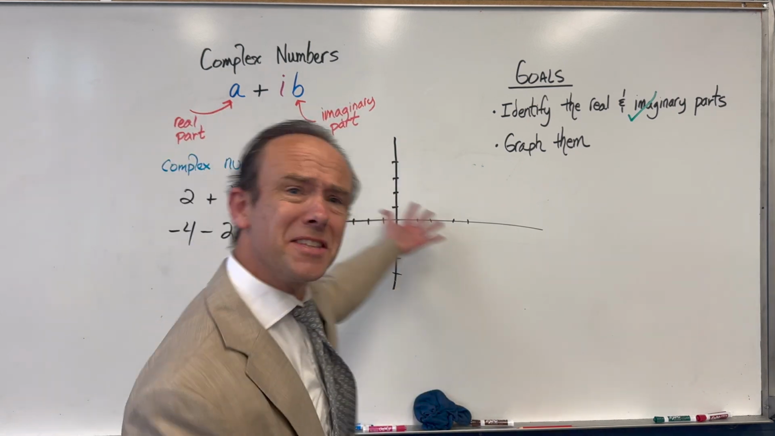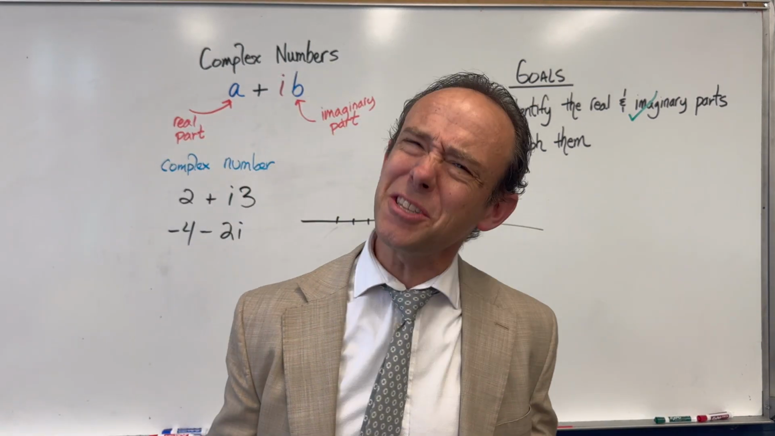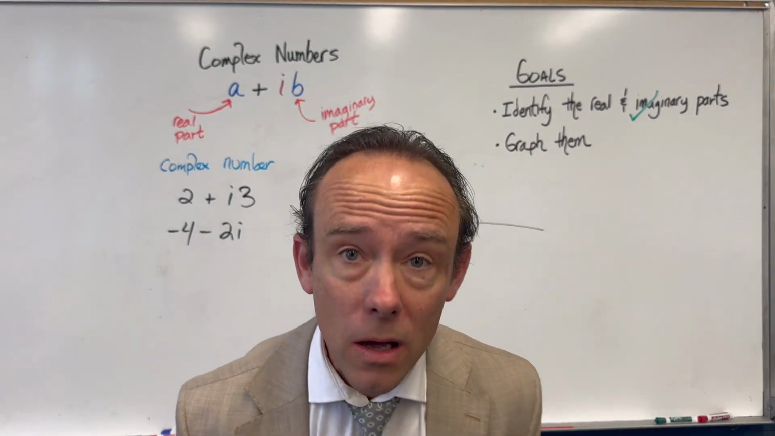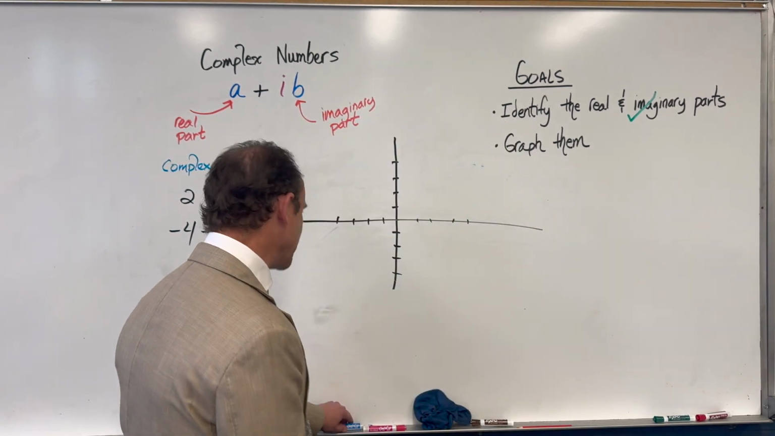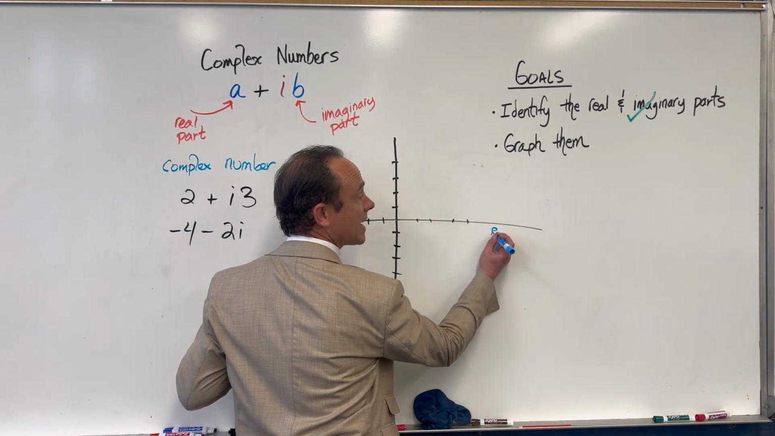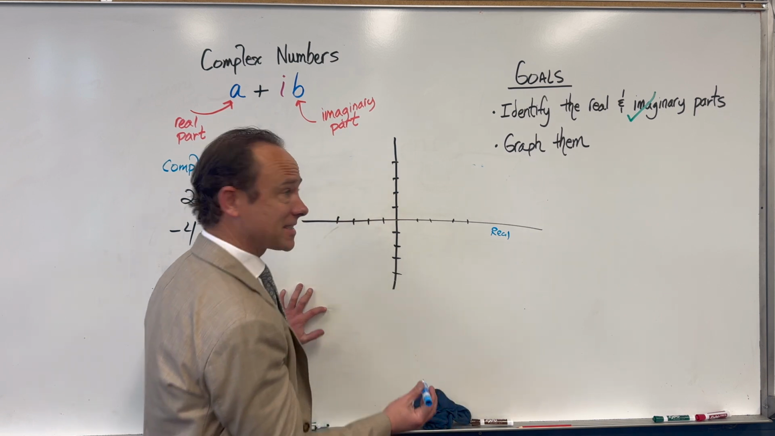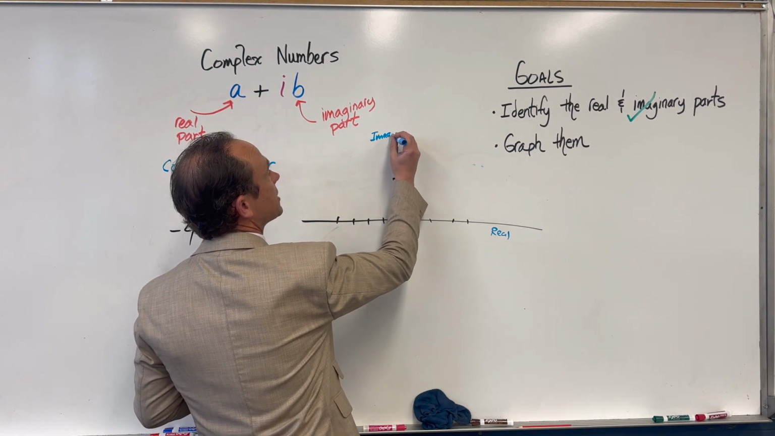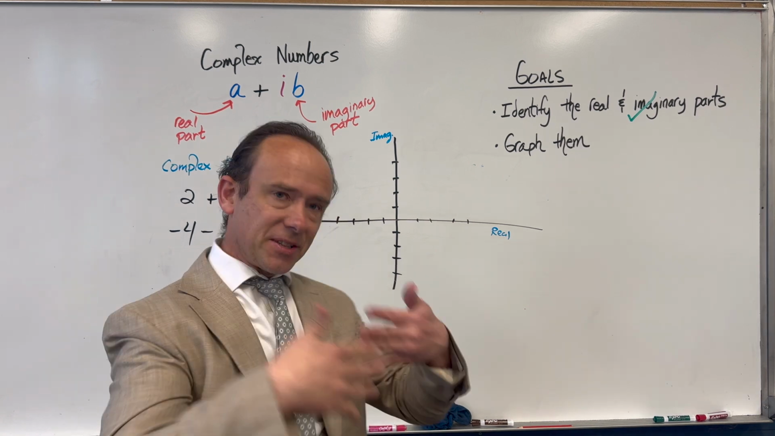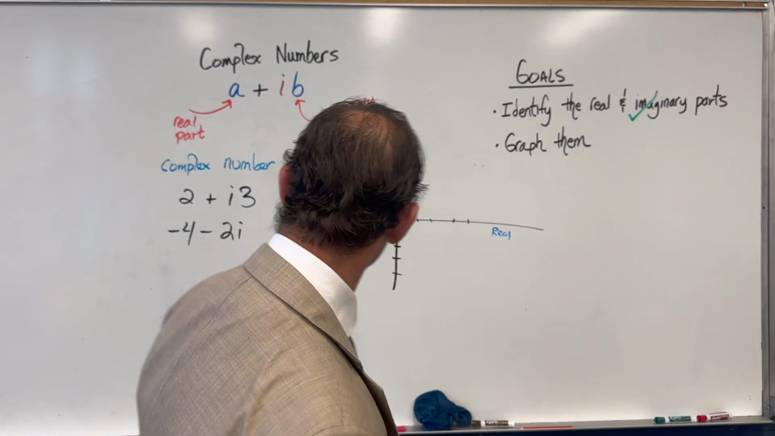Hey, Mr. Miller, isn't that just an XY coordinate system you drew? No. Yeah, but no. Because it's not that x-axis, it's the real axis. That's the real number line. And this ain't the y. That's where we put the imaginary. But certainly some synergy between the two.